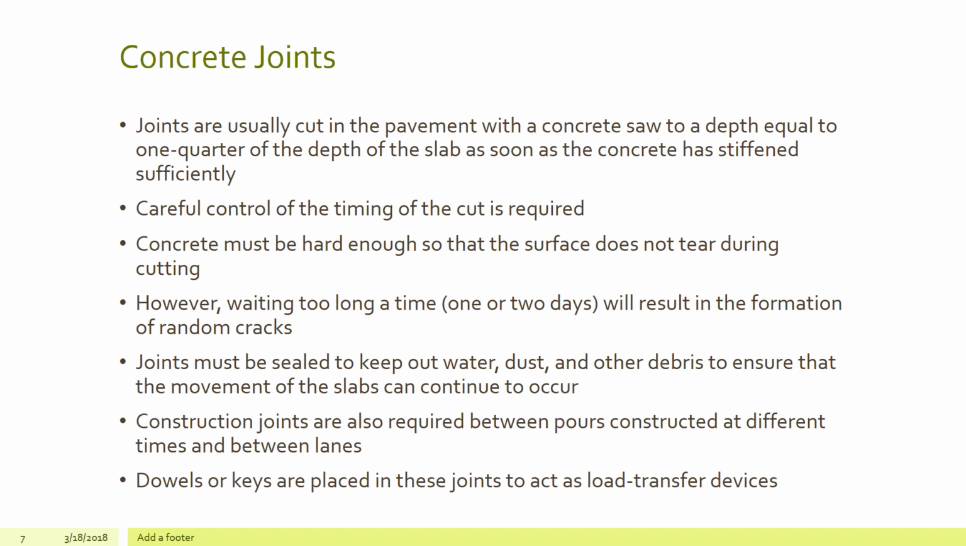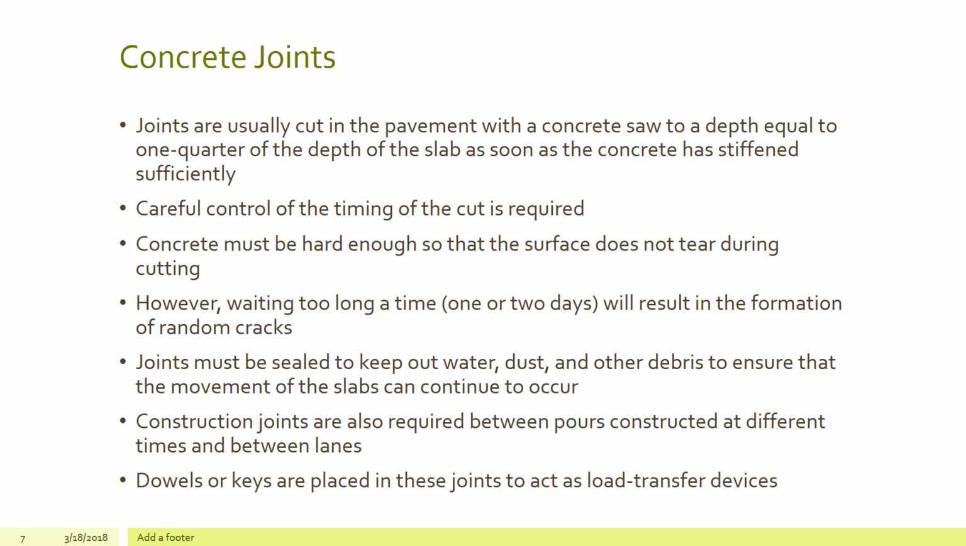Concrete joints are usually cut in the pavement with a concrete saw to a depth equal to 1/4 of the depth of the slab as soon as the concrete has stiffened sufficiently. Careful control of the timing of the cut is required. Concrete must be hard enough so that the surface does not tear during the cutting. However, waiting too long, a day or two, may result in the formation of random cracks. Joints must be sealed to keep out water, dust, and other debris to ensure that the movement of the slab can continue to occur.